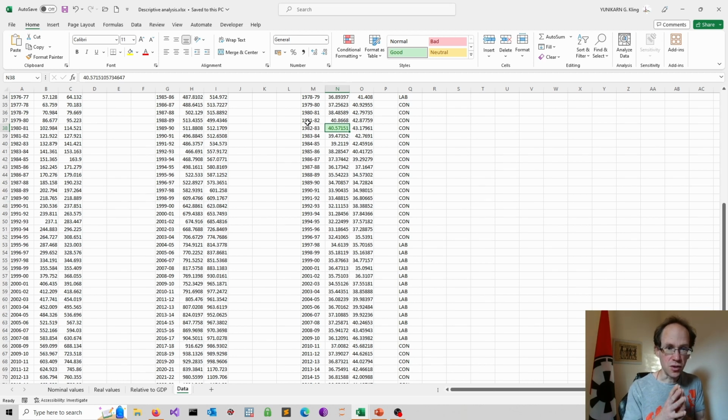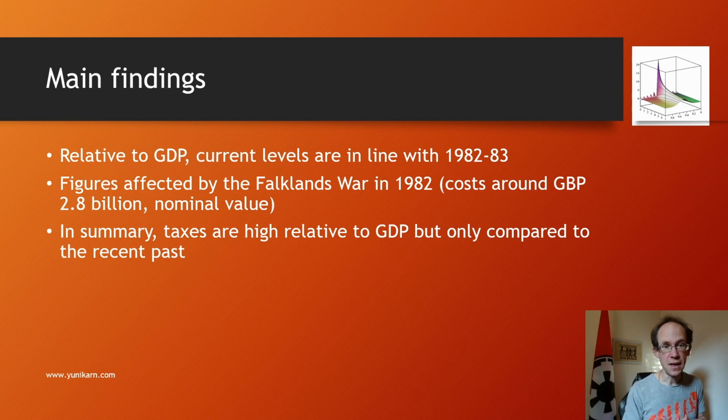However, one must note that the figures were affected by the Falklands War in 1982. The costs were about 2.8 billion in nominal terms, or roughly 1% of GDP. So that's quite a significant distortion of the figure. In summary, taxes are high relative to GDP, but only compared to the recent past.